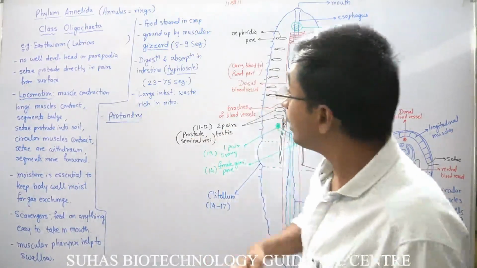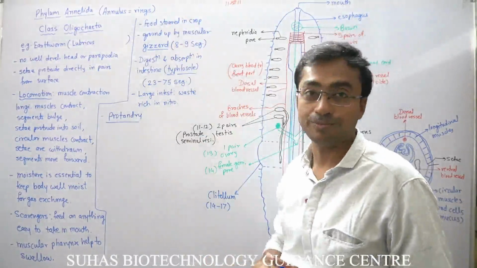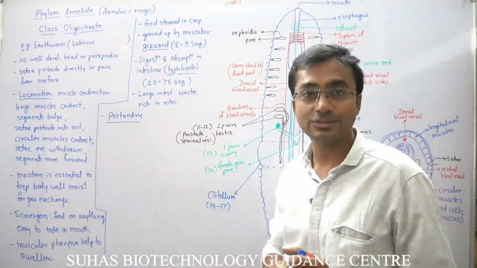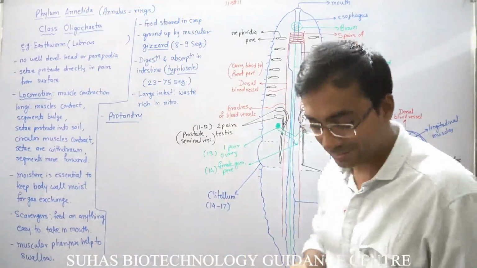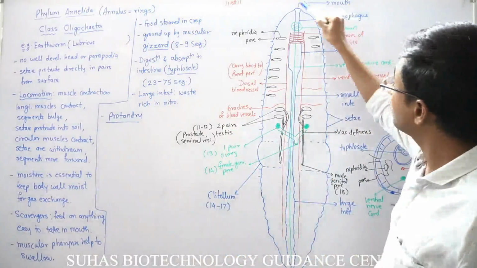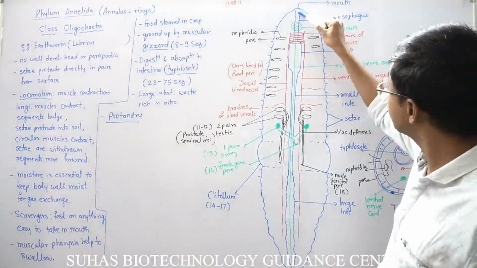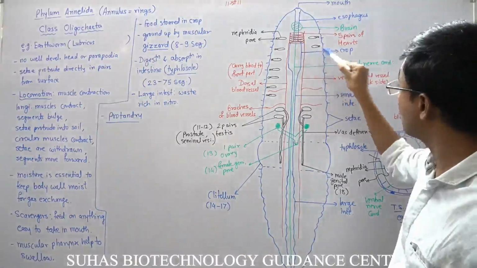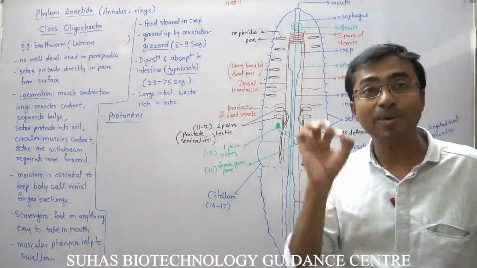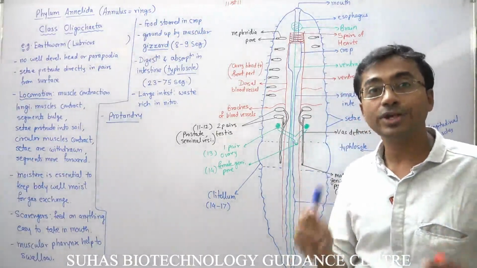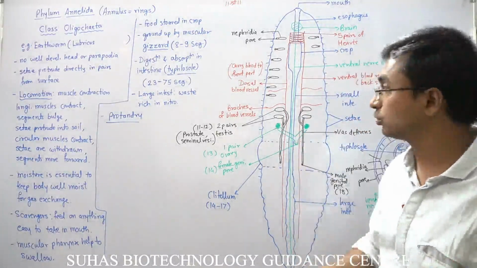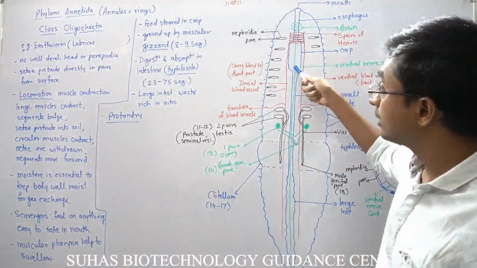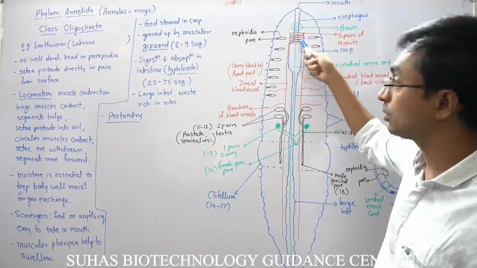But during that, the food is stored in the crop, in their digestive system, immediately after the esophagus. This is the mouth. This is the esophagus, and the esophagus will continue as crop. Crop is that part of the stomach which is going to store the food. So they can store food in this region, that is called crop.